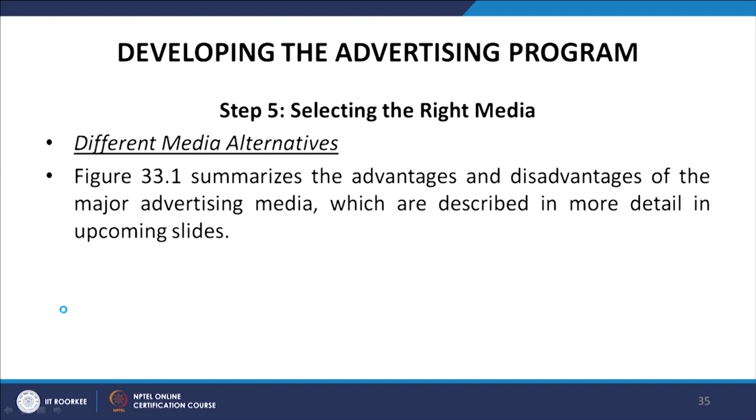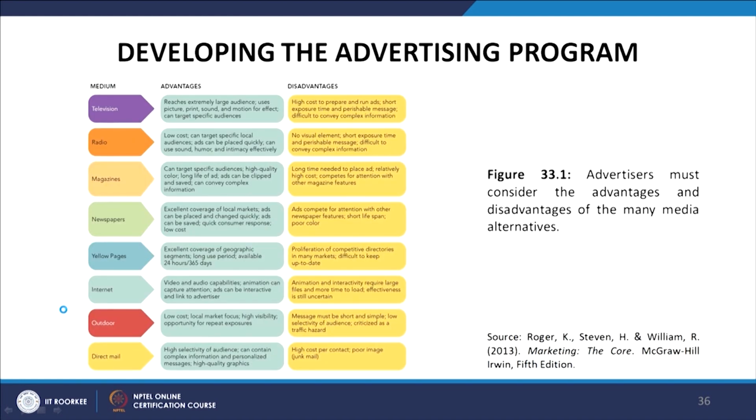Then there are different media alternatives. Figure 33.1 summarizes the advantages and disadvantages of the major advertising media, which are described in more detail in the upcoming slides. Advertisers must consider the advantages and disadvantages of the many media alternatives that are there. Now, let us look at the various mediums: one is television, two radio, three magazine, four newspaper, five yellow pages, six, seven, eight. Keep in mind that all these alternative media may not be available in one country, while they may be of importance in other countries. Now we will look at the various advantages and disadvantages of each of these media. Let us start with television.